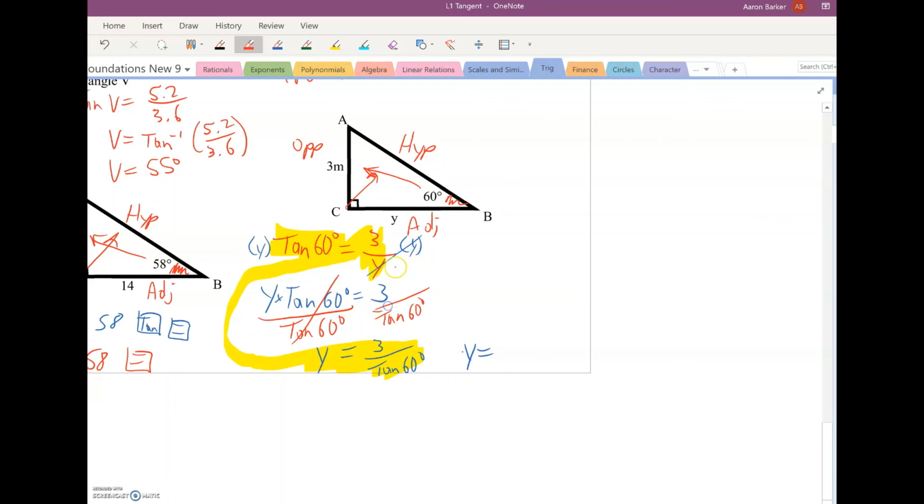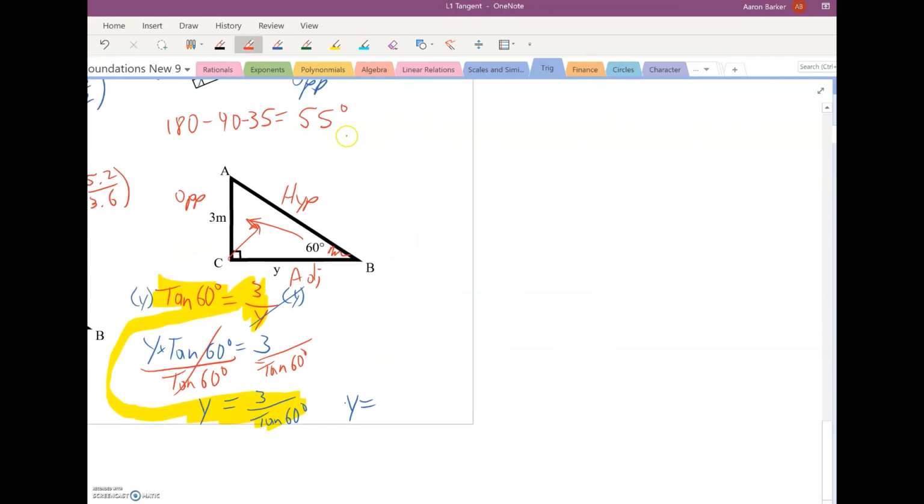Now, on your calculator, if you have a new calculator, you type it in as you see it. It's really easy. You go 3 divided by, and then you press tan 60, and then you have to press equals, and it'll do your division. On an old school calculator, it's a little bit different. You go 3 divided by 60, then you press tan, then you press equals. And it's important to press equals, otherwise it won't actually do the division.